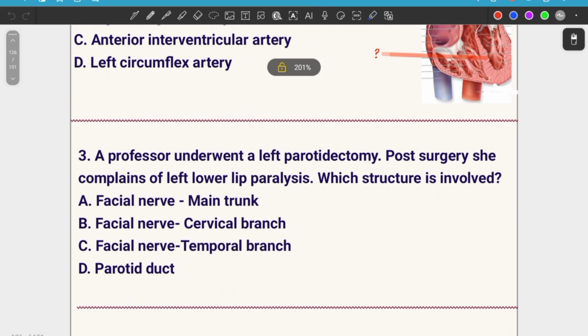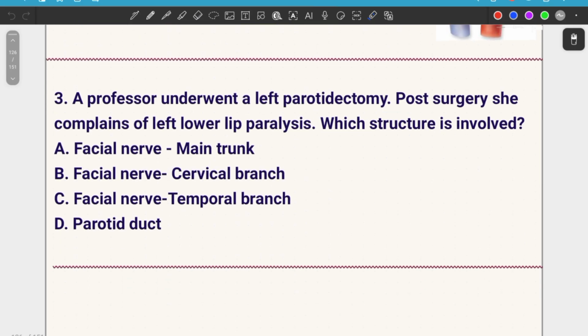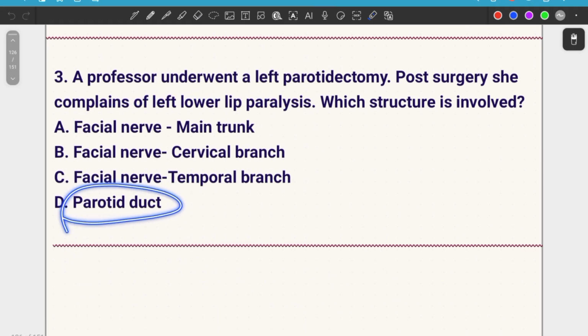Third one, the professor underwent a left parathyroidectomy. Post-surgery, she complains of left lower lip paralysis. Which structure is involved? The facial nerve is present near the parotid gland. Okay, here they have given almost 3 options that are all facial nerve only, but this D is the parotid duct.